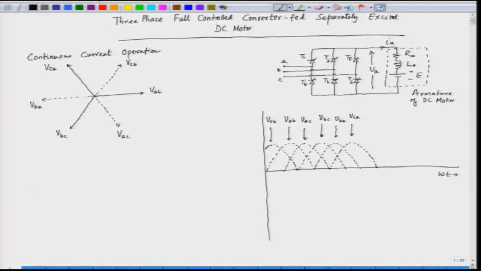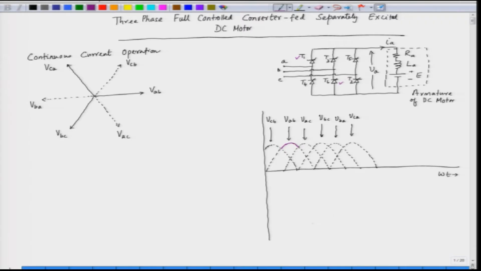Now, what we do in case of a full control bridge, we delay the triggering angle. So, the triggering angles are delayed from the instant of crossover. For example, during this region VAB is the maximum possible voltage. So, from this instant to this instant VAB is maximum. So, SCR T1 and SCR T6 are most forward biased.